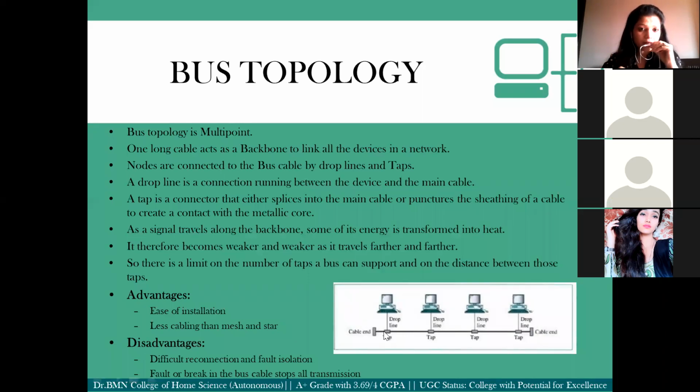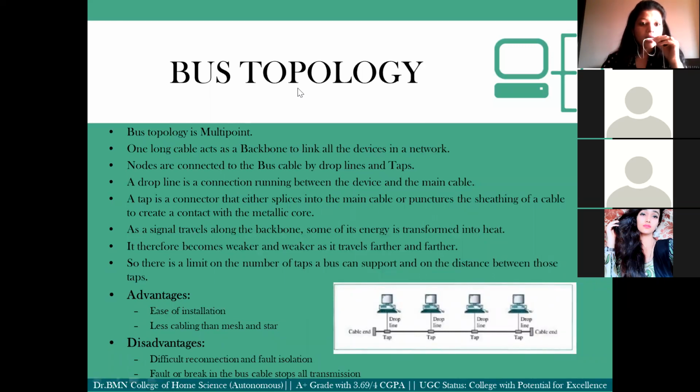So what this tap does is it punctures the sheathing because there has to be a connection made between the metallic core in the wire, meaning the small wires, and the drop line, so that the signals are transmitted.